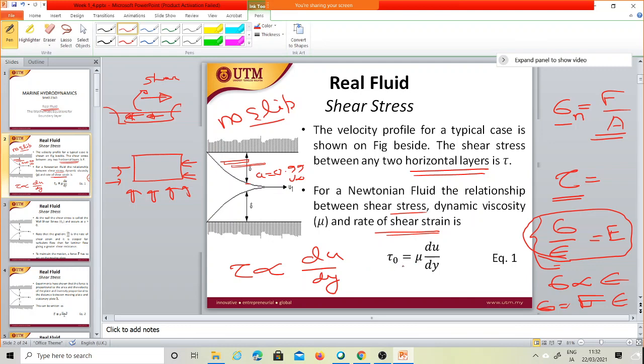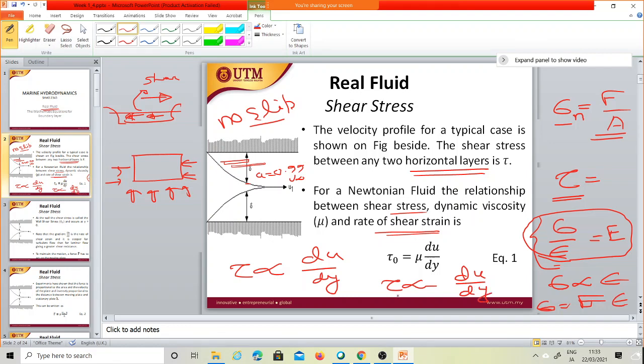Then in this case stress is proportional to, instead of considering the strain, what we call the rate of shear strain. Rate of shear strain means how the deformation, it means how the velocity will change with respect to the position. It means if you move away from the wall, how the velocity will change. That is the strain in this case. So we measure the strain in terms of velocity change, or we call this velocity gradient.